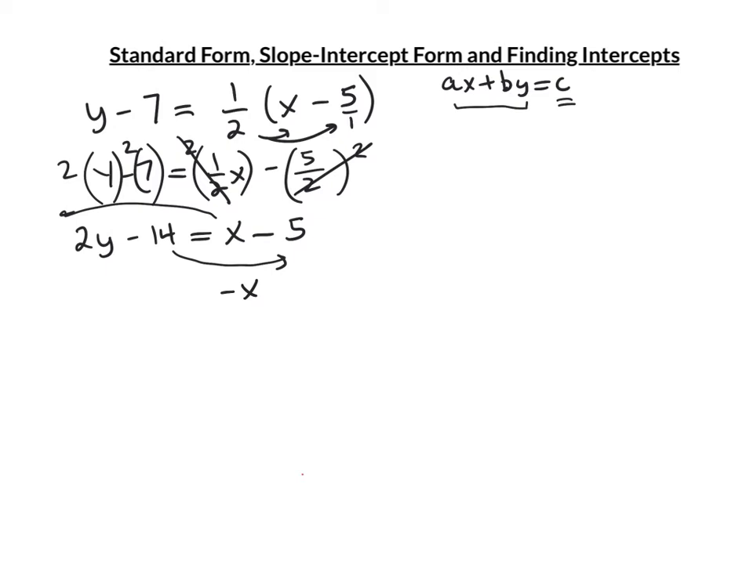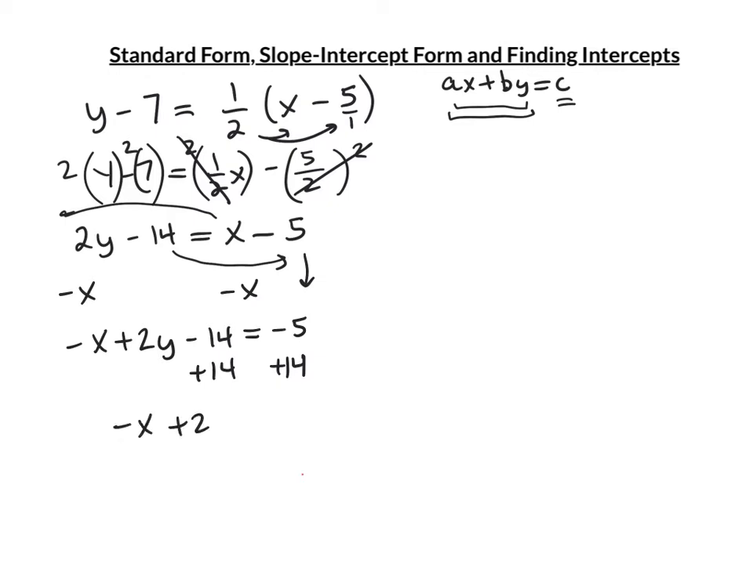Now remember that x is in front. It's ax plus by equals c. So that's negative x plus 2y minus 14 equals negative 5. Notice I brought that down as a negative 5. Now I'll add that 14 and move it over with the 5. Negative x plus 2y equals 9.